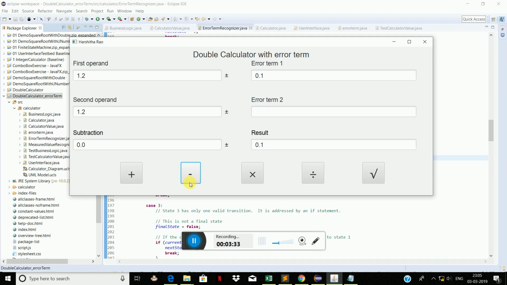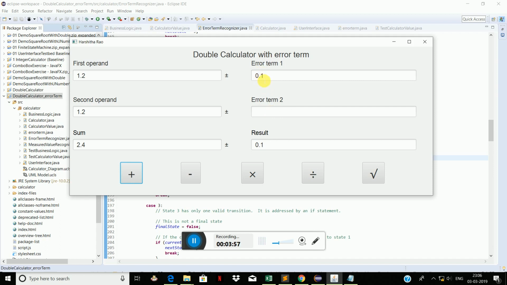And as we can see, the square root is also implemented properly. If only a single error term is given, by default we consider error term 2 as 0.05. We are even handling that case.